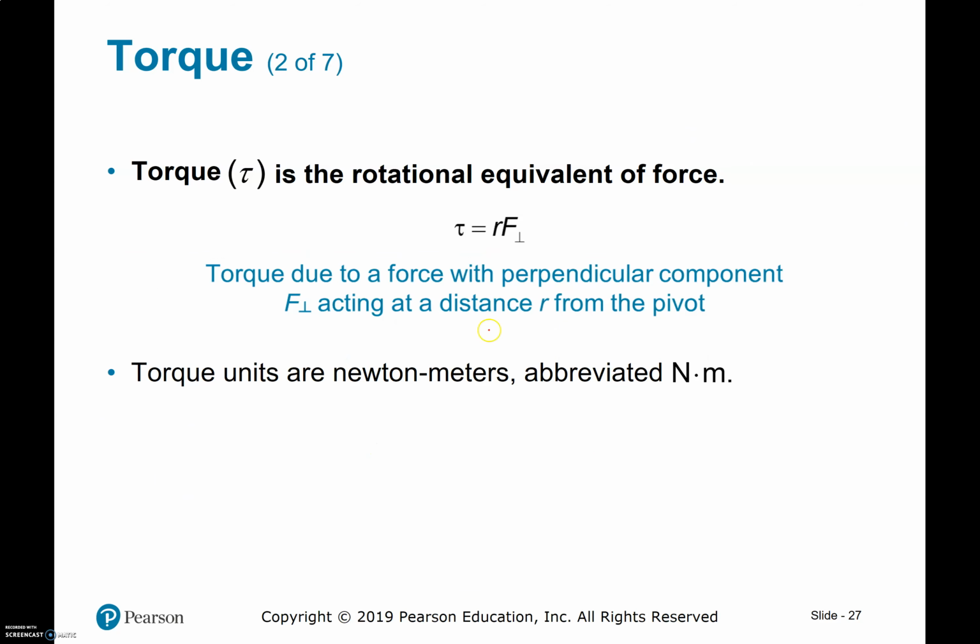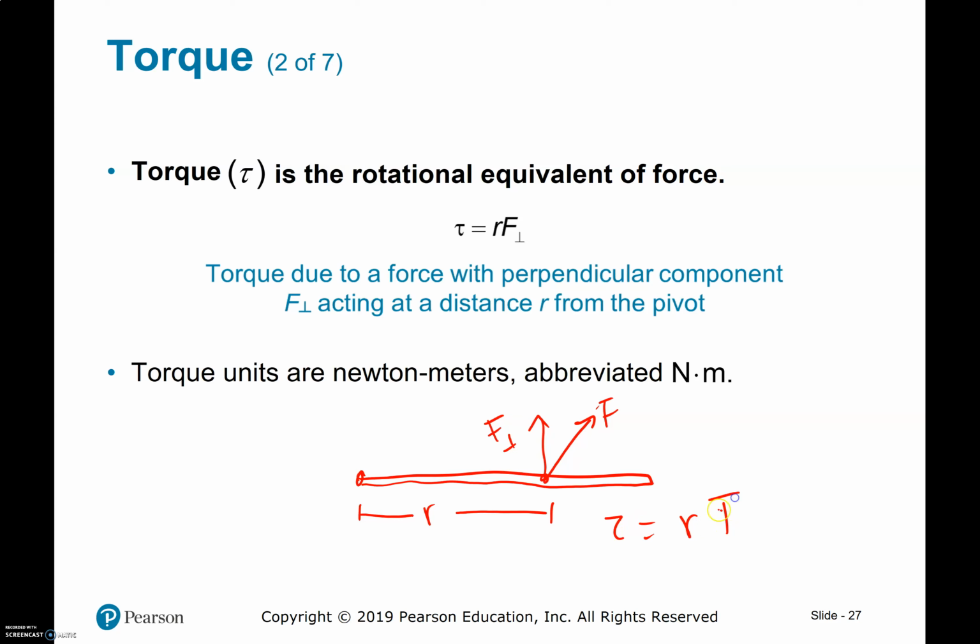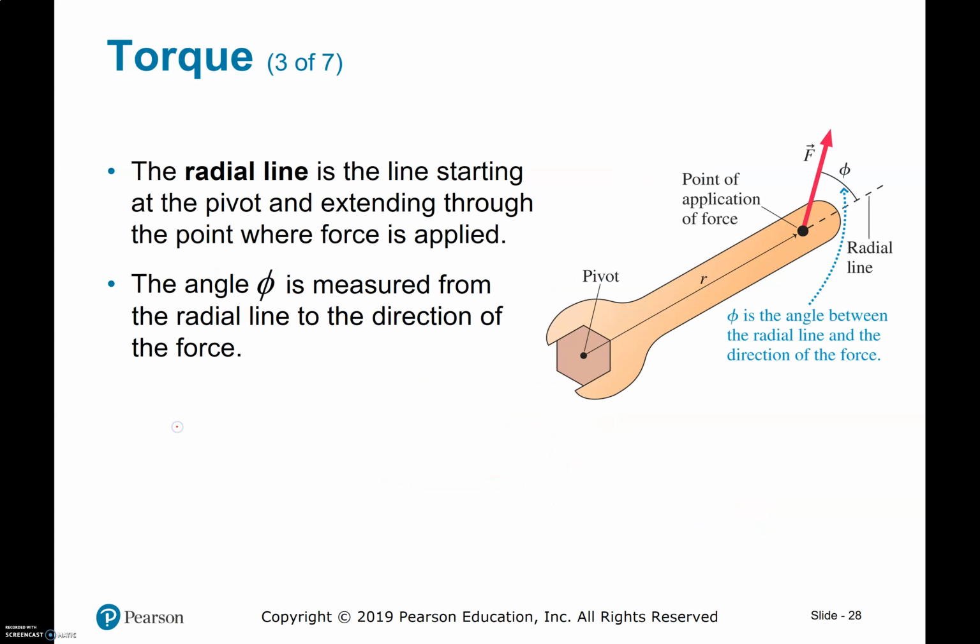So torque is the distance times the perpendicular component. Let's think about that again. This is your door again. Let's say you're applying a force here. So what is the distance? Well, that distance is this distance here, and then you have this component here. If this is your force, this is the perpendicular component of the force, this one here. So the torque then is defined as R times F perpendicular.